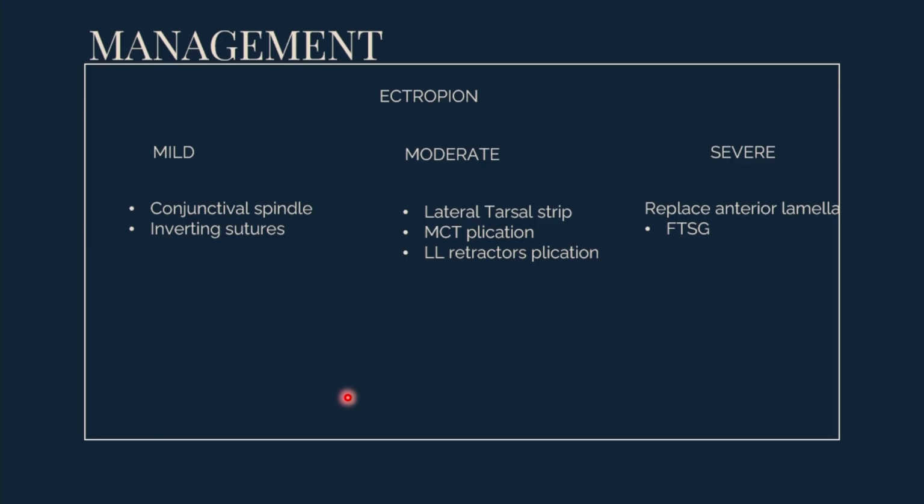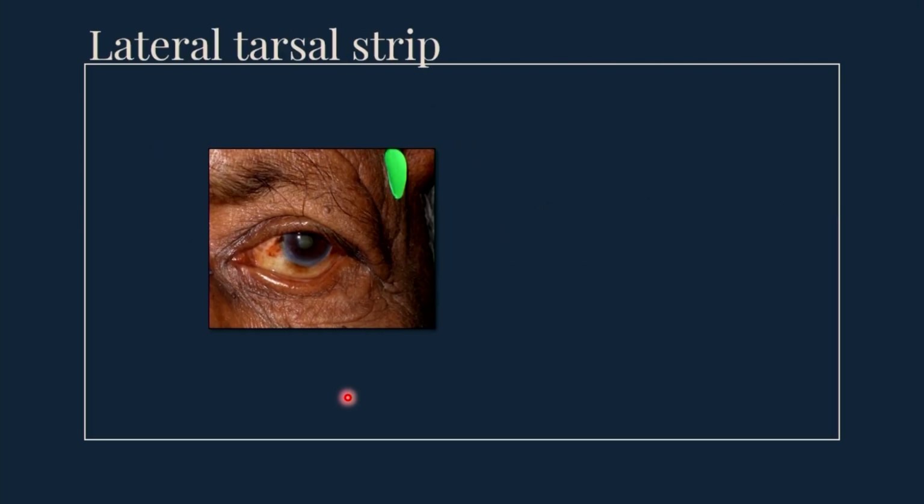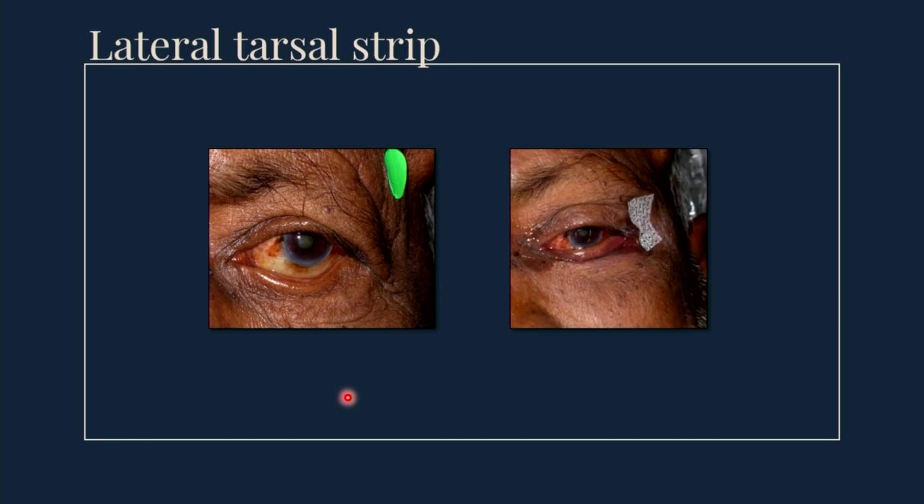A mild ectropion can be corrected by conjunctival spindle sutures or by a simple inverting suture. In case of moderate ectropion, we can do a lateral tarsal strip, medial canthal tendon plication if there is medial canthal tendon laxity, as well as lower lid retractor plication if there is lower lid retractor laxity. Whereas when we move to severe ectropion, we again replace the anterior lamella with a full thickness skin graft. This is an ectropion that was corrected with the lateral tarsal strip procedure.